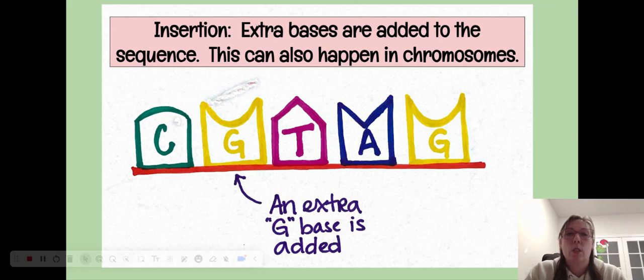So an insertion. Here we have the insertion. Extra base pairs are added to the sequence. This can also happen in chromosomes. So here you see we have an extra G added into our sequence.